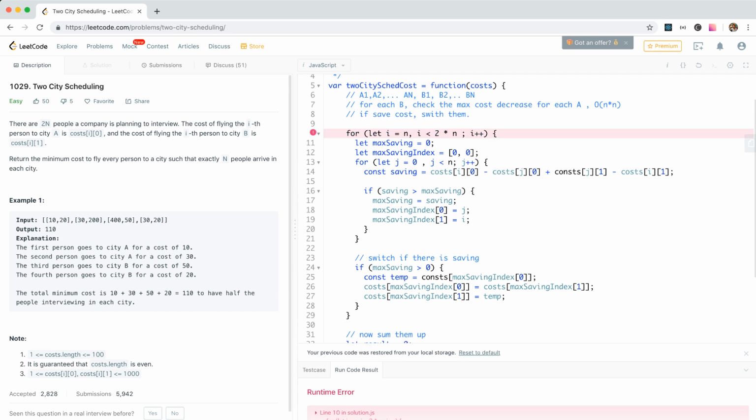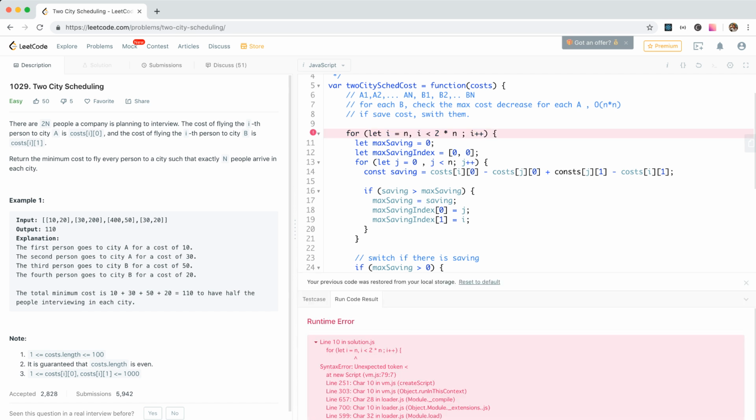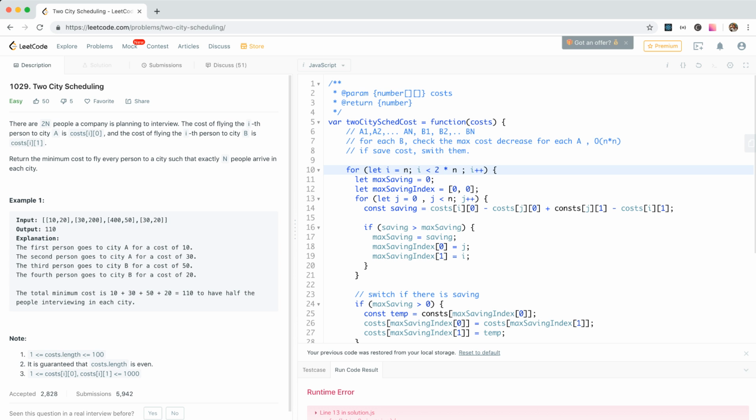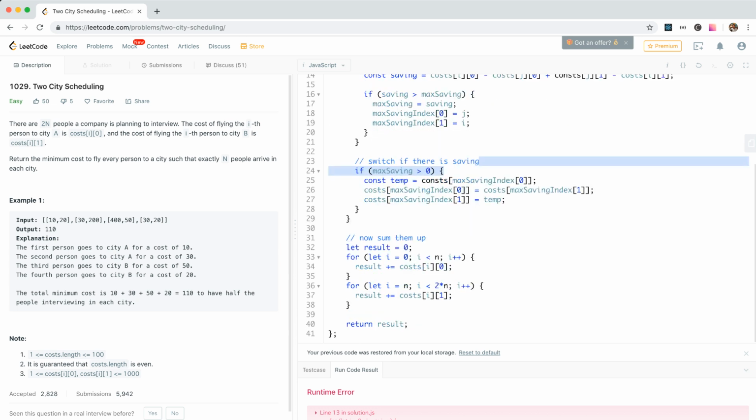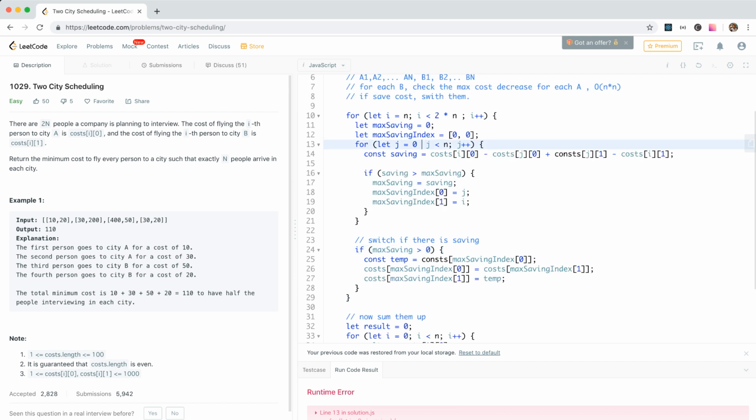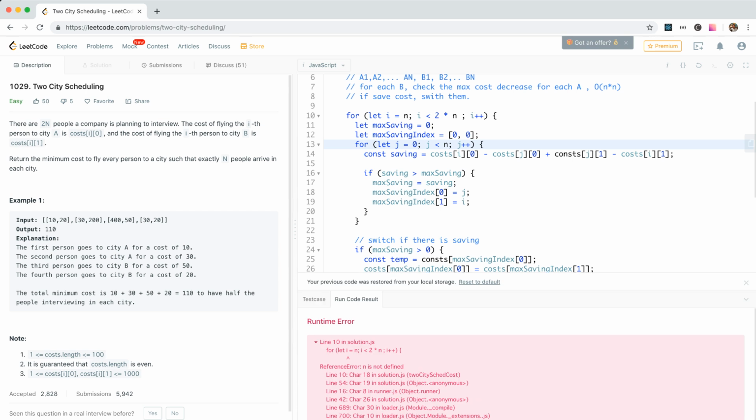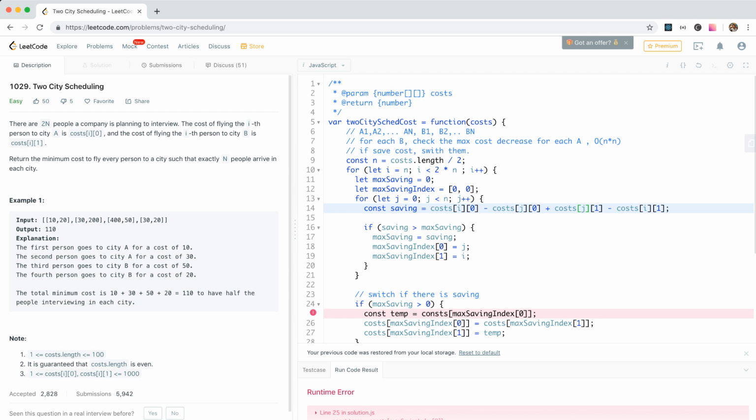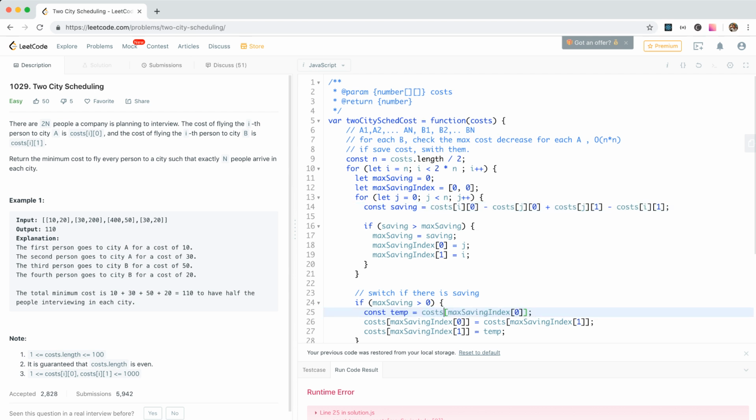It is good. It's pretty straightforward, but I still make mistakes. Oh no, a syntax error. N is not defined. Sorry. There are so many typos. There's no const, man.